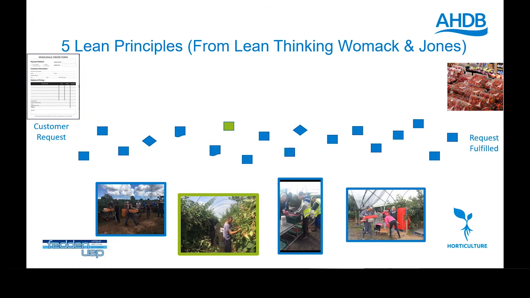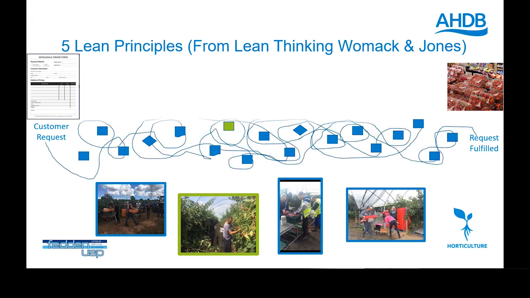So all different things are happening in the process. So what we tend to find is that there's these moments of value within a process with lots of other things going on, and it goes round and round in circles. So it's generally not a linear process. It's a lot more complicated than just saying it's one step, we pick the fruit, and it's on the customer shelf.